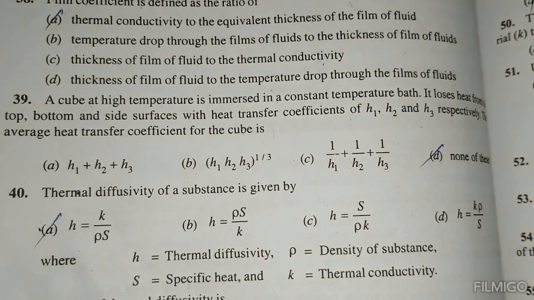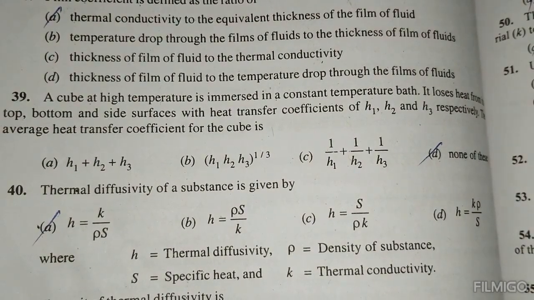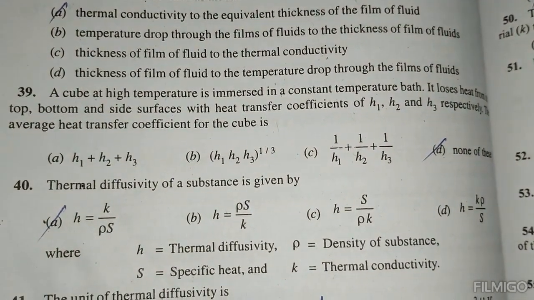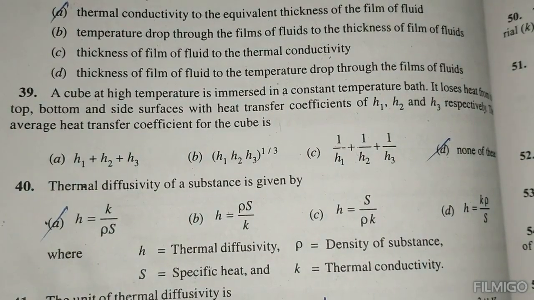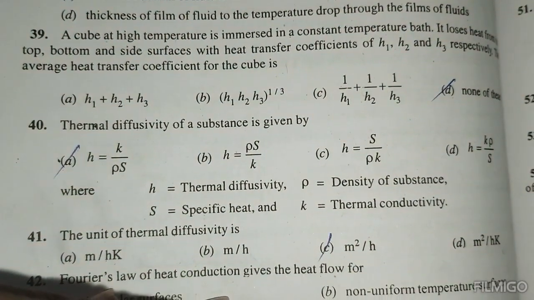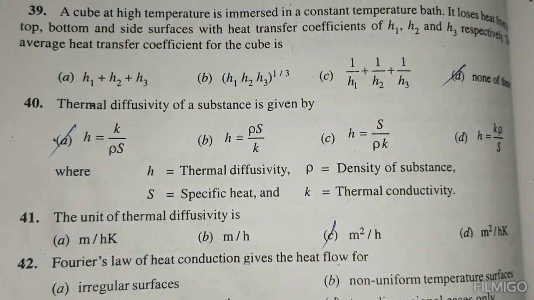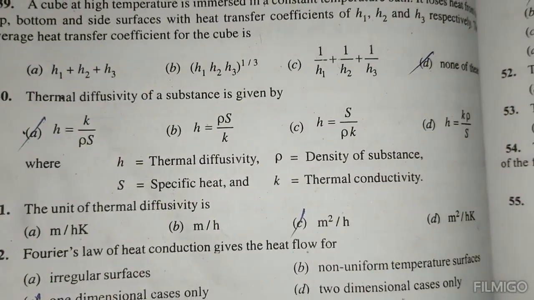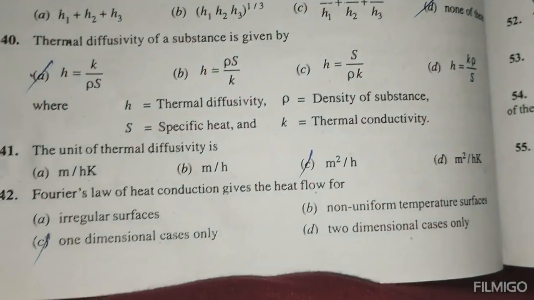Losses heat from the top, bottom and surfaces with the heat transfer coefficient of H1, H2 respectively. The average heat transfer coefficient for the cube is... Thermal diffusivity of a substance is given by alpha equal to K by rho Cp. The unit of thermal diffusivity is meter square per hour.